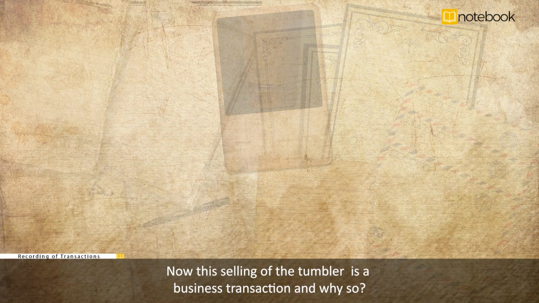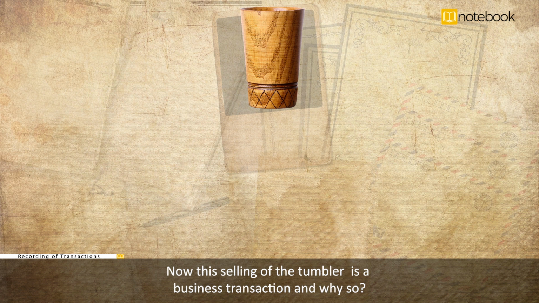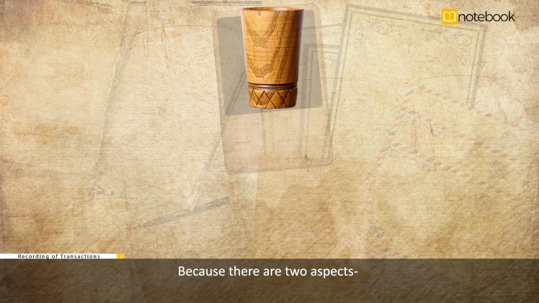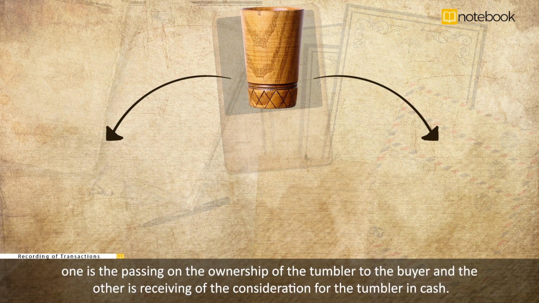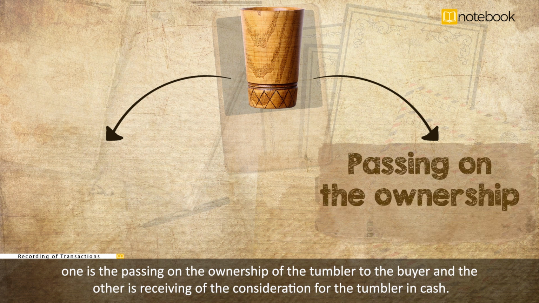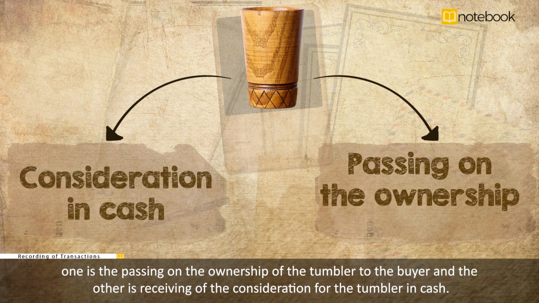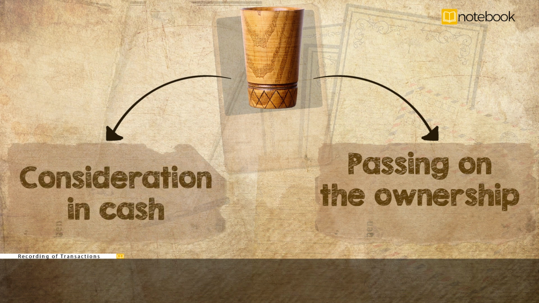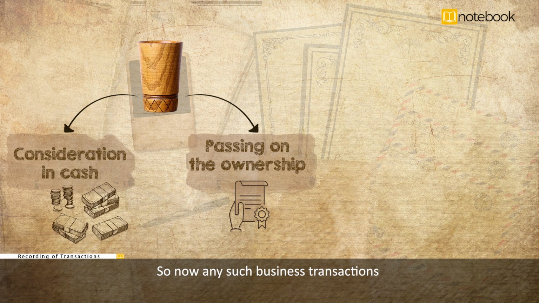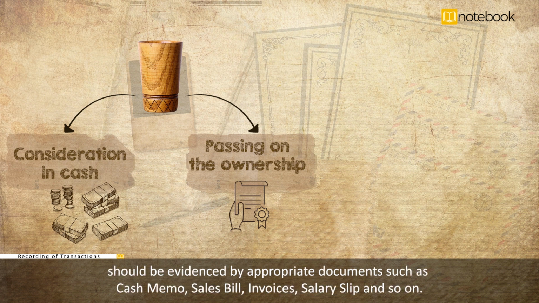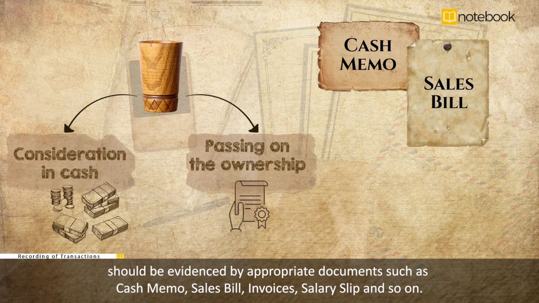Now the selling of the tumbler is a business transaction. And why so? Because there are two aspects. One is the passing on the ownership of the tumbler to the buyer, and the other is receiving of the consideration for the tumbler in cash. So now, any such business transactions should be evidenced by appropriate documents such as cash memo, sales bills, invoices, salary slips, and so on.